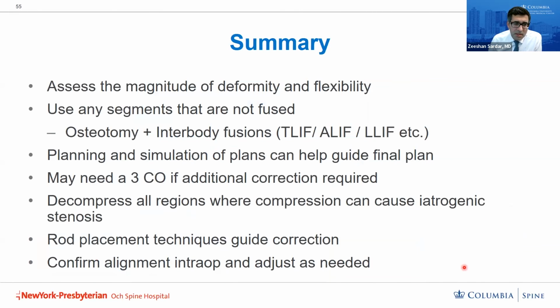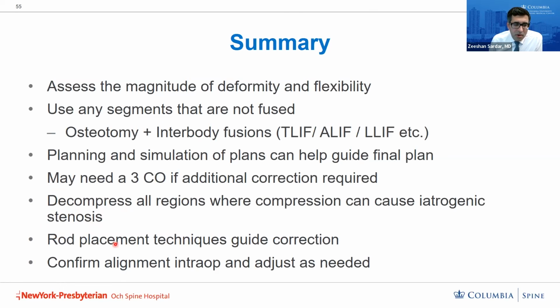Just to sum up everything, it's important to assess the magnitude of deformity and flexibility. Try to use any segment that is not fused so that you could get a better harmonious correction as opposed to a sharp angular correction. Planning and simulation can help a lot. Some patients need a 3-column osteotomy, but most of them don't. We pay a lot of attention to decompressing wherever, even if they're not symptomatic, so that they don't end up with iatrogenic stenosis, especially foraminal stenosis, as we try to give them more lordosis.